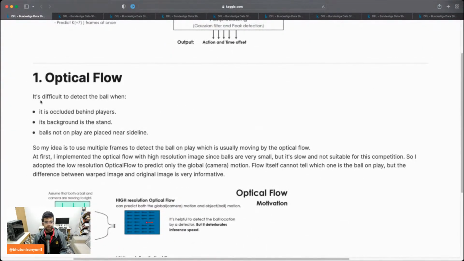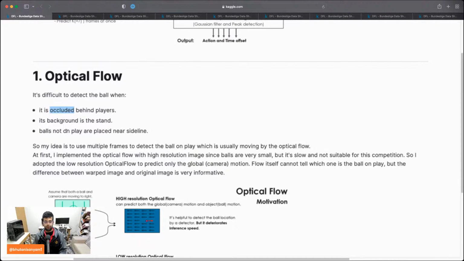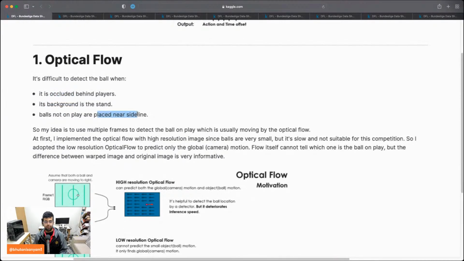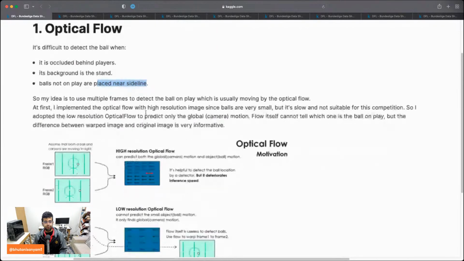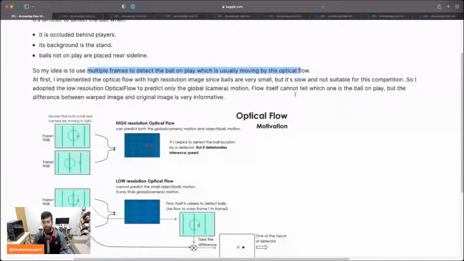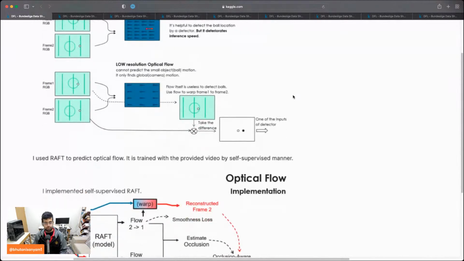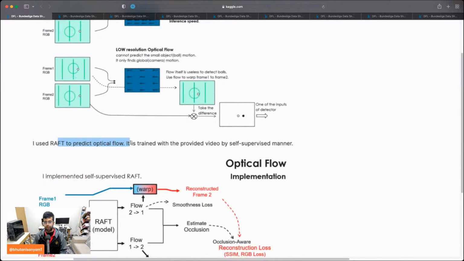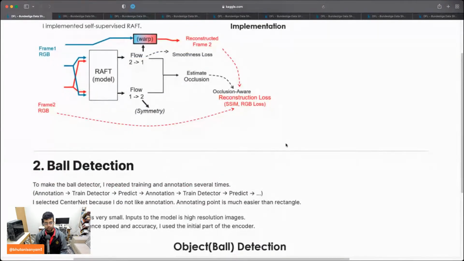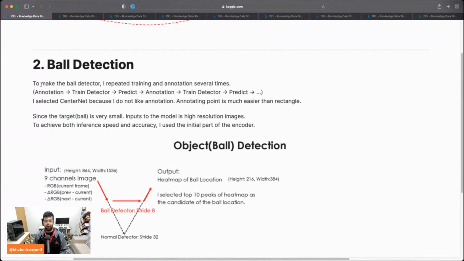For optical flow, he says it's difficult to detect the ball when it's hidden behind the player, the background is the stand, or the balls are not placed on the sideline. So his idea was to use multiple frames to detect the ball, and he explains how he did that here. He used RAFT to predict the optical flow, and it was provided video by the self supervised manner. After that, he detected the ball. He repeated training and annotation several times, and he selected CenterNet because he does not like annotation. Annotating a point is much easier than a rectangle.